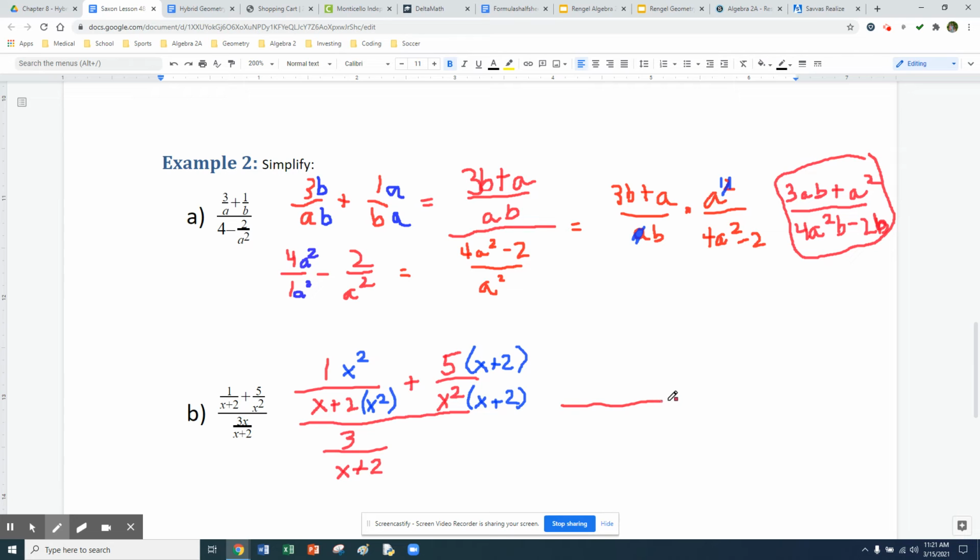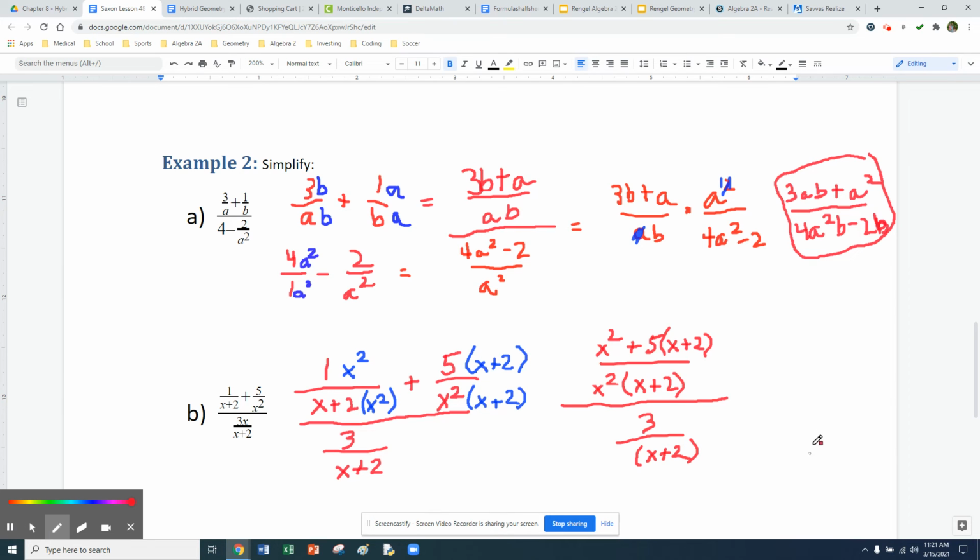When I start working in my complex fraction here, I'm going to have a common denominator of x squared times x plus 2. Now all I have to do is just add the numerators. And in the numerator, I've got an x squared here, and then plus 5 times x plus 2. All right, heading over to the denominator, I've got a 3 over x plus 2, nothing to add down there. So there, now in my complex fraction, I've got a single fraction up in my numerator and a single fraction down in my denominator.